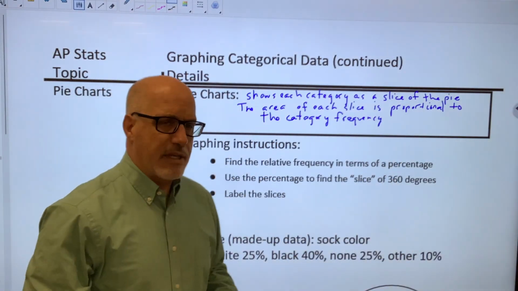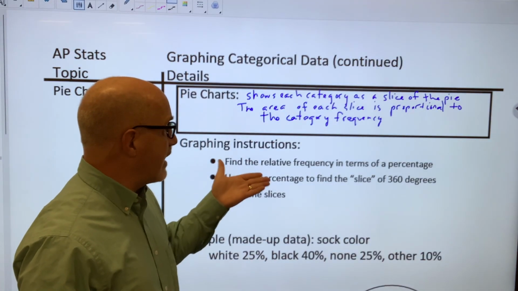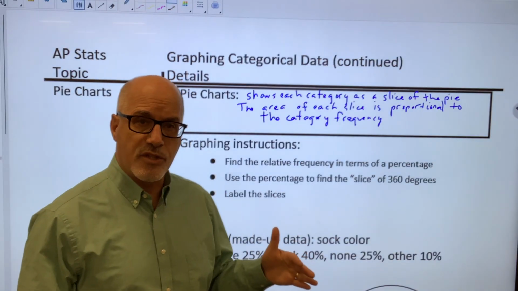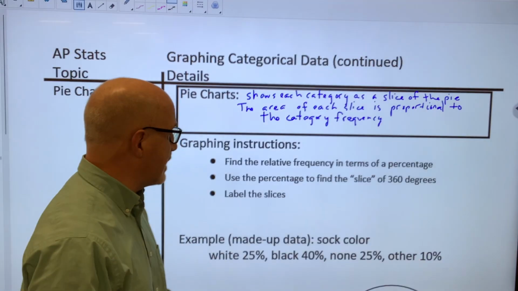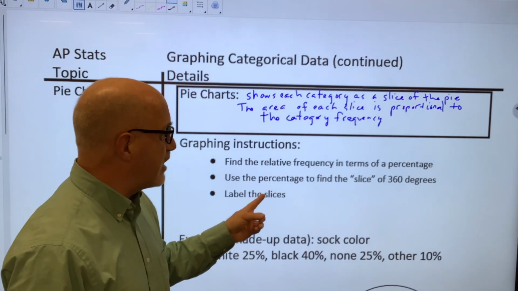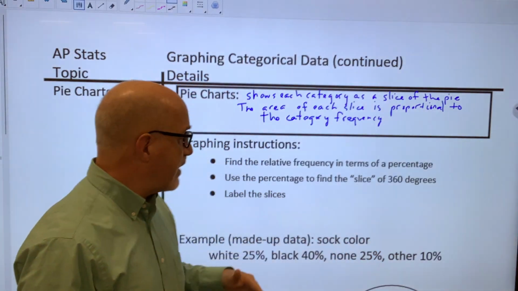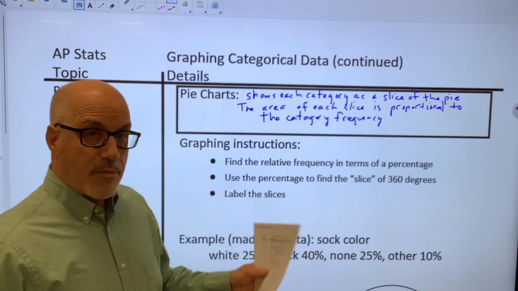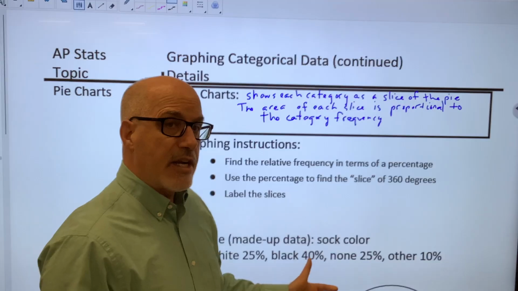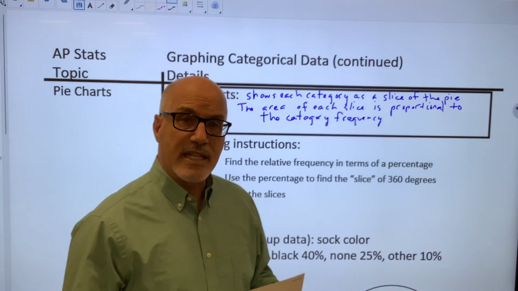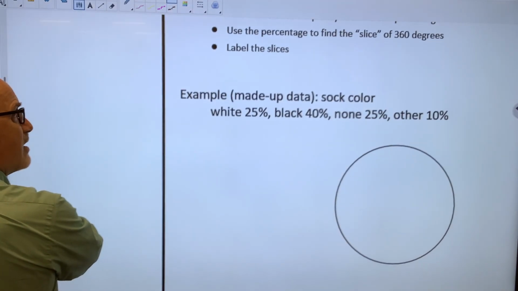Now, some instructions for this, because these are circles. We have to go back to using some things we know about circles. First of all, find the relative frequency in terms of a percentage. So when you do the frequency, make sure you convert it into a relative frequency. Then multiply that percentage by 360 to get the angle you're going to use. Okay, and for that angle, then you label the slices. Now, you might want to use a protractor for this, or oftentimes when we do a pie chart, we will use the computer to guide it, so they can get a more precise graph.